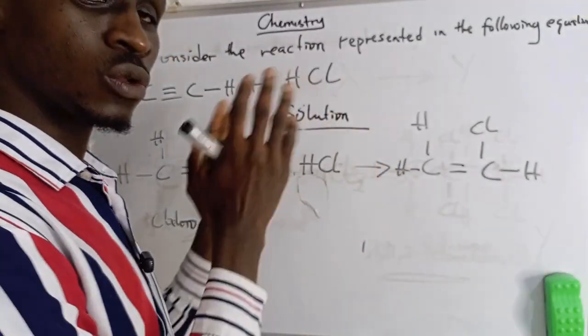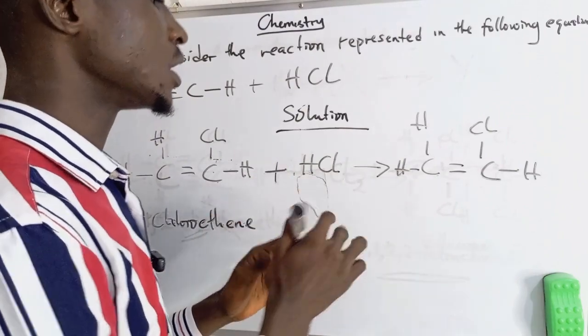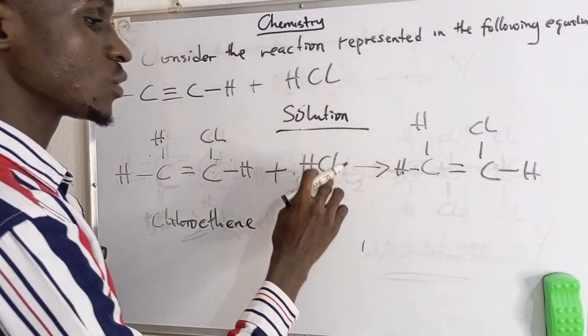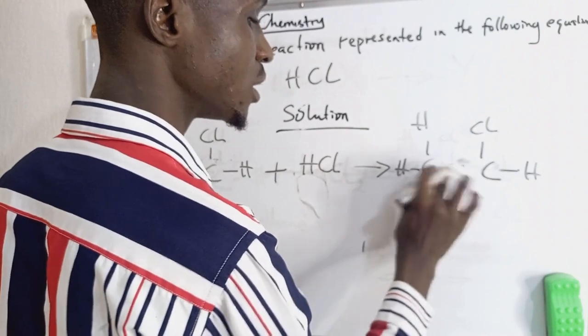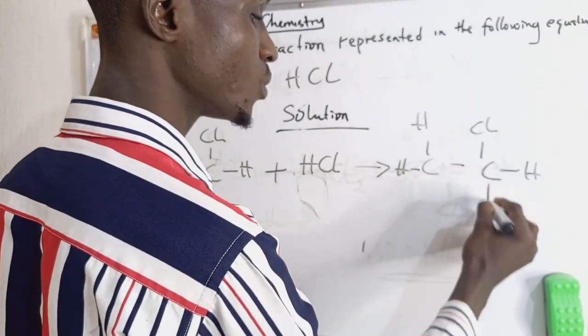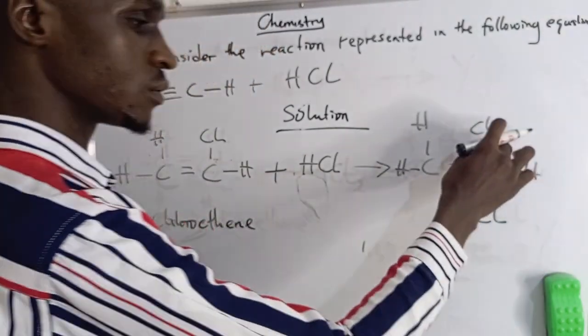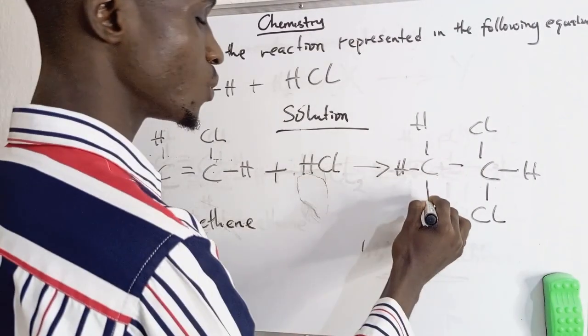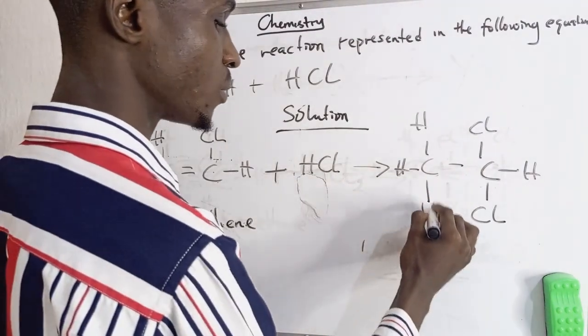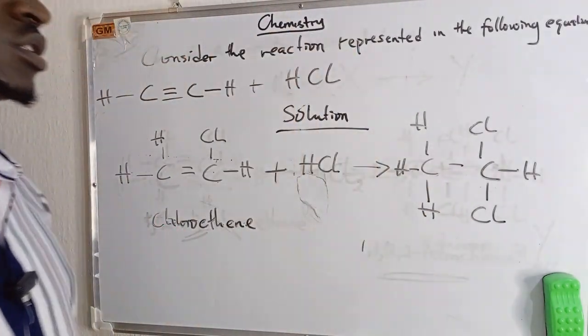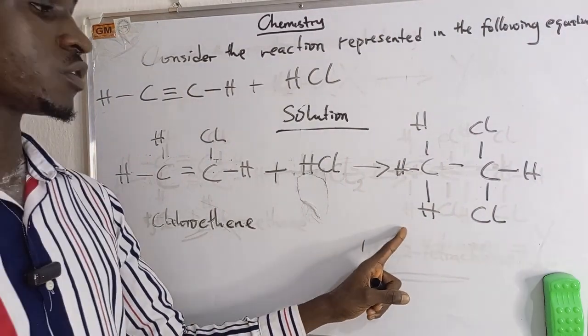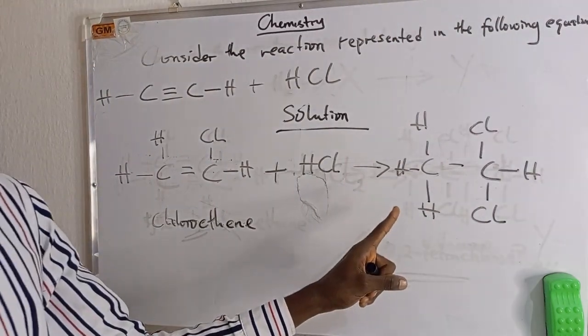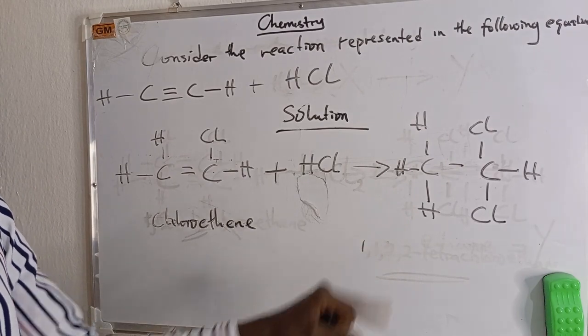Then hydrogen is on the same carbon. Now, in this case, let's say we break this bond, chlorine will be added to the same carbon carrying chlorine, and then hydrogen will be attached to the carbon carrying hydrogen. This is obeying the Markovnikov rule, making this a correct answer.